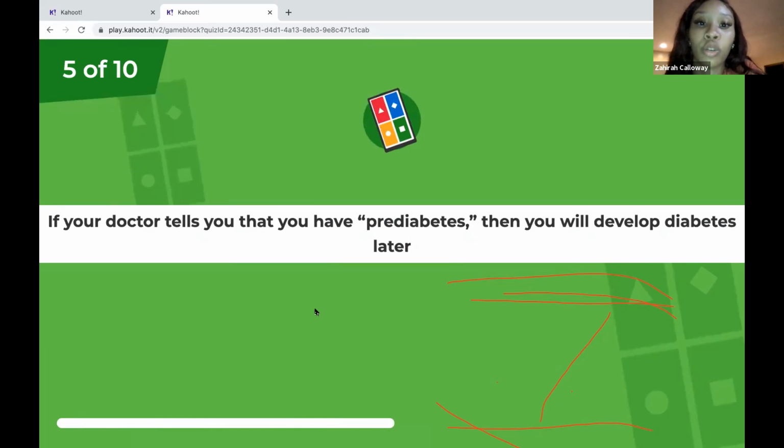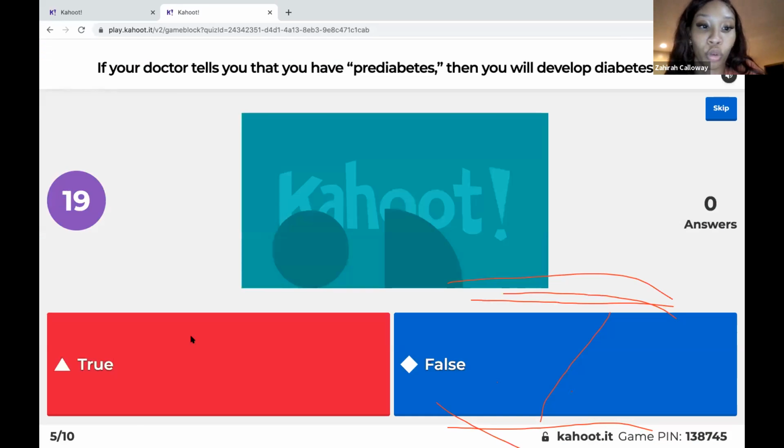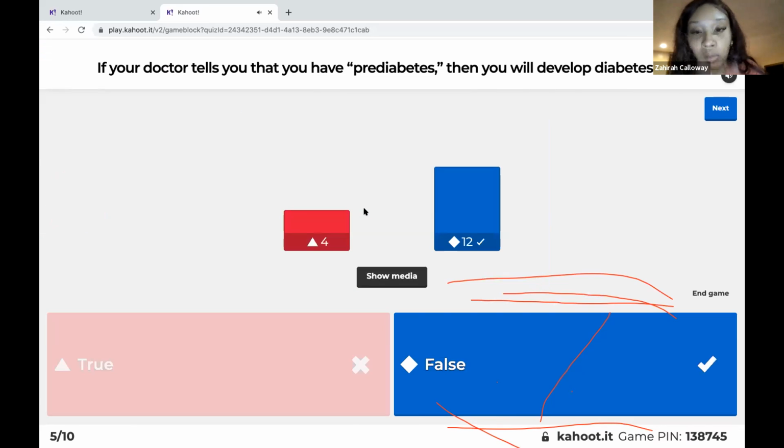If your doctor tells you that you have prediabetes, then you will develop diabetes later. True or false? Yes, the correct answer is false. If you are prediabetic, that means that you are at risk of becoming diabetic. But if you change your habits, it's possible for you to get on the right track.